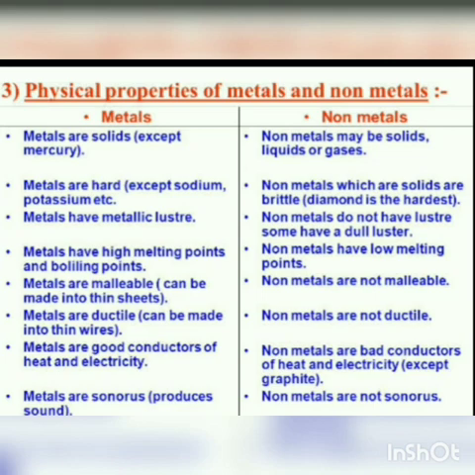Metals are malleable. Malleable means they can be beaten into thin sheets. Non-metals are not malleable. Metals are ductile; they can be drawn into thin wire. Non-metals are not ductile. Metals are good conductors of heat and electricity. Non-metals are bad conductors of heat and electricity. Metals are sonorous, which means they can produce sound. Non-metals are non-sonorous, which means they cannot produce sound.